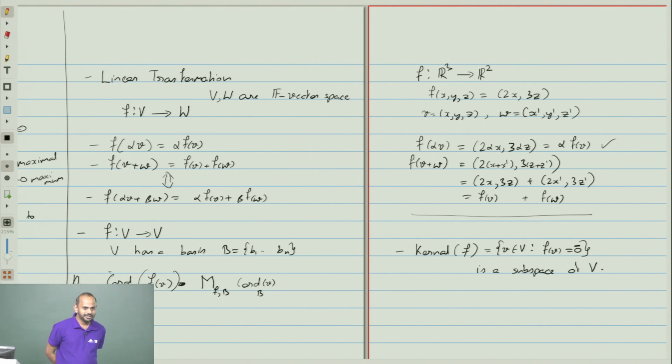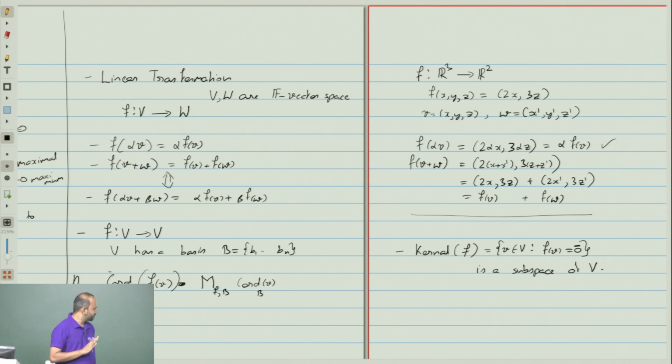Kernel gives you the null space? No, no, null space is null space. 0 vector, null space, these are two different things. Every vector space will have a 0 vector. That is the vector where you add any other vector to it, you will get the same vector.